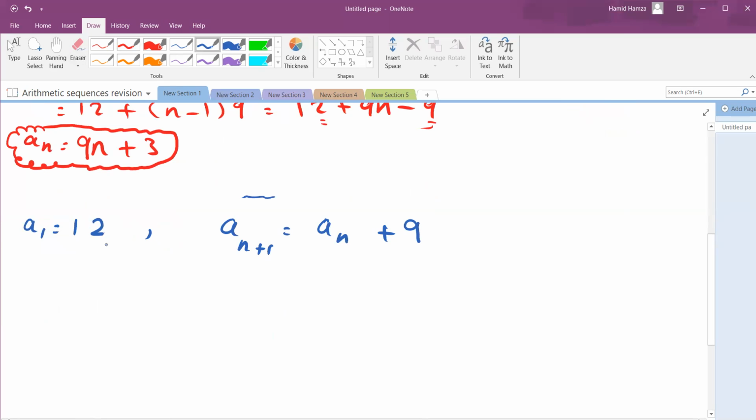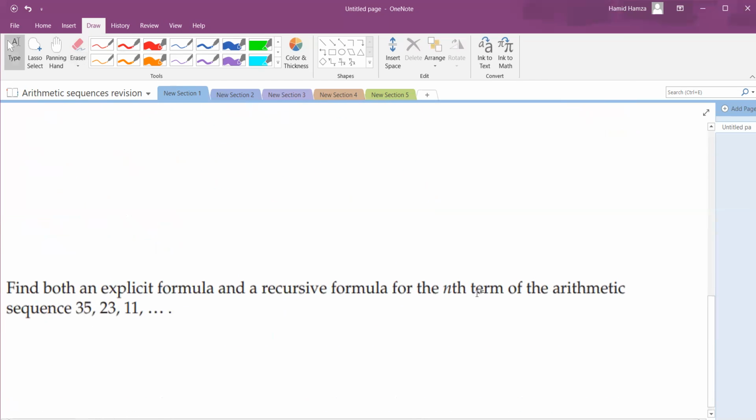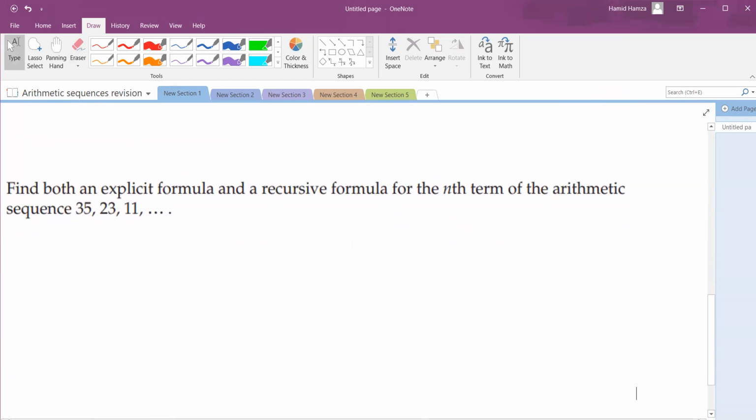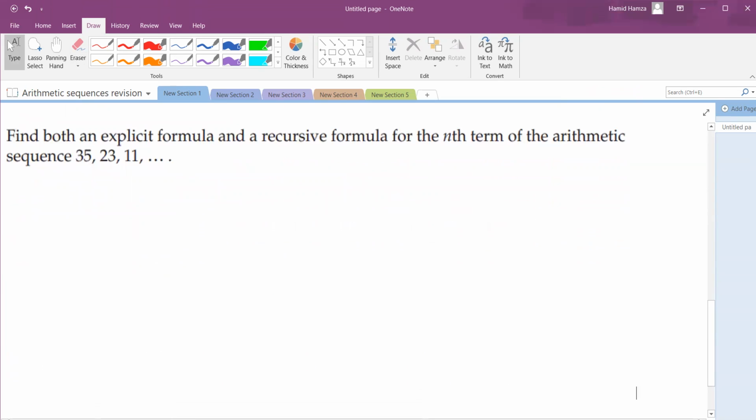So the recursive formula is written like this. Number 1, writing the first term. Then this is constant, guys: An plus 1 equals An plus D. So this is the change. You will change it from one question to another question. The next one also, we wanted to find the explicit and recursive form.